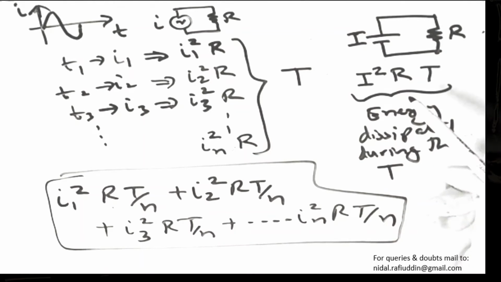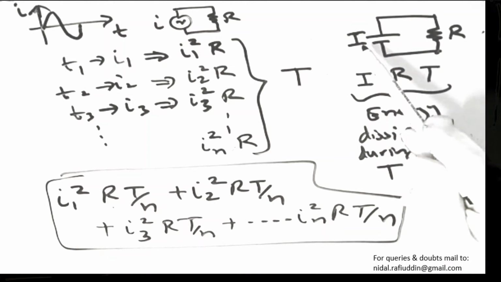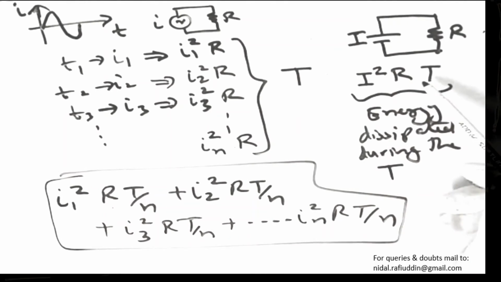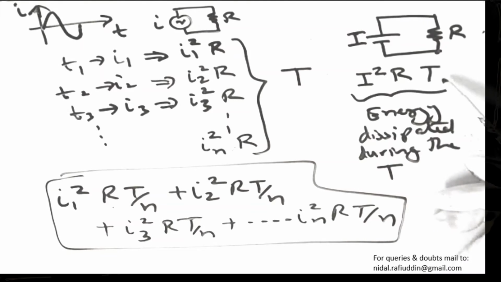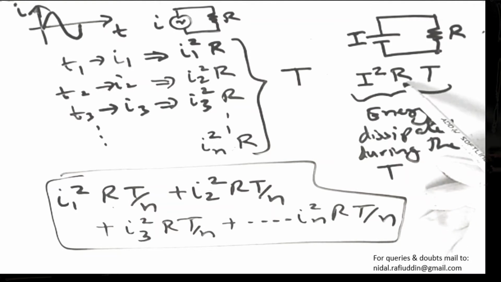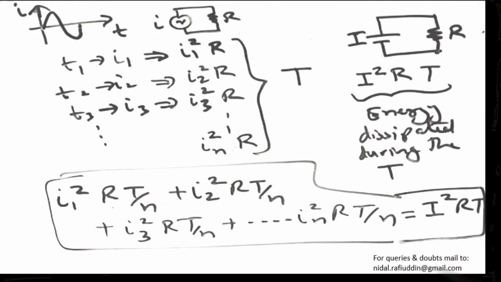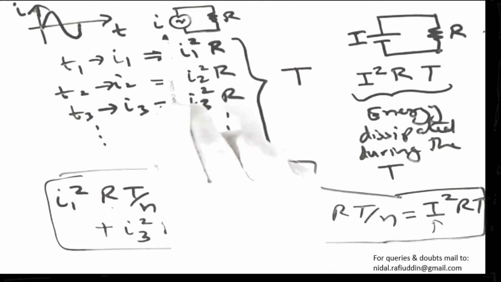So we say that the value of capital I in case of a DC source is going to be the RMS of the AC when the energy dissipated by the DC within the same time capital T, when connected across the same resistor, is equal to the energy dissipated by the AC source. So this should be equal to capital I square RT. If this expression holds, then we say that this I is the RMS of the AC quantity, small i.